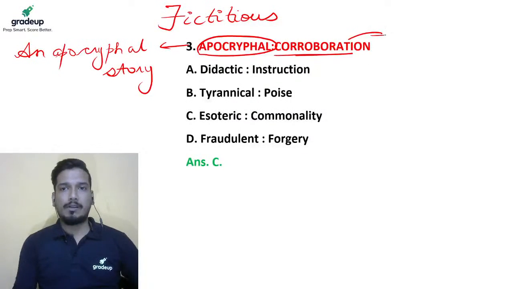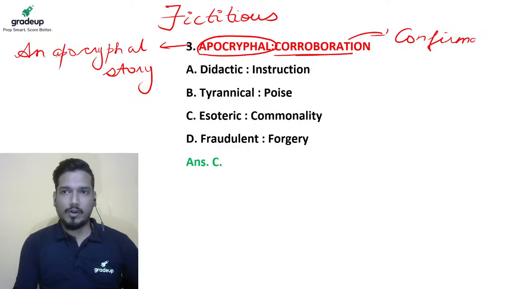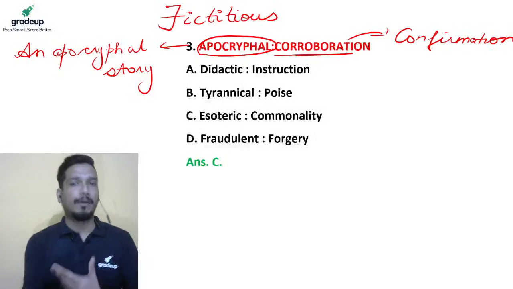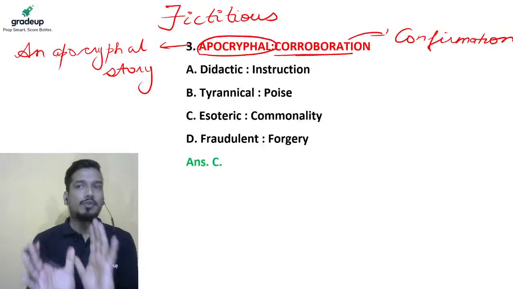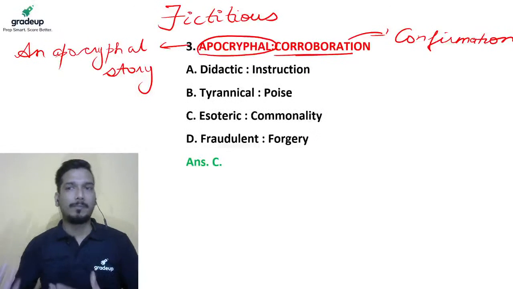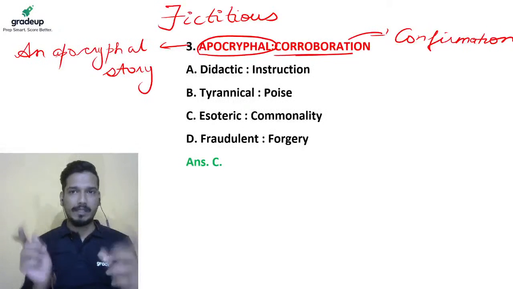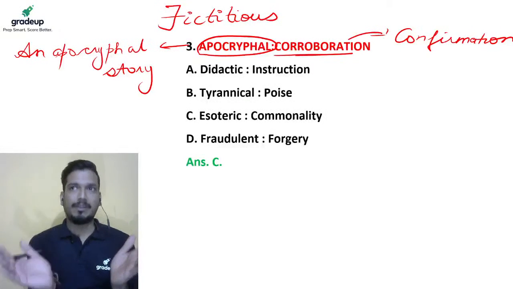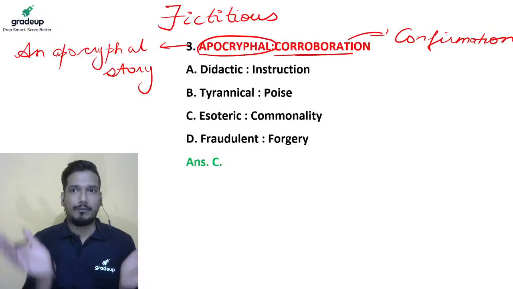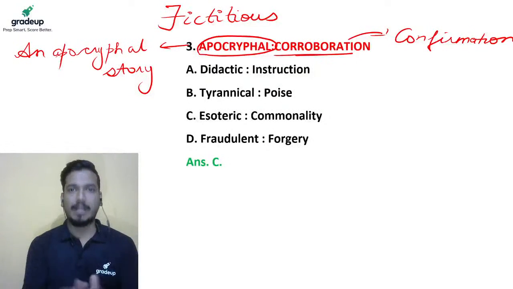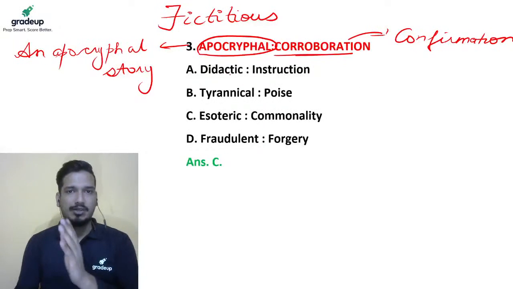Corroboration is a synonym of confirmation. To corroborate means to confirm, right? It means to get the facts and figures in place, or get your hands on facts and figures. So something which is fictitious and something which is practical, where you have to get hands on the facts and figures, they are antonyms of each other, right? They're antonyms basically.